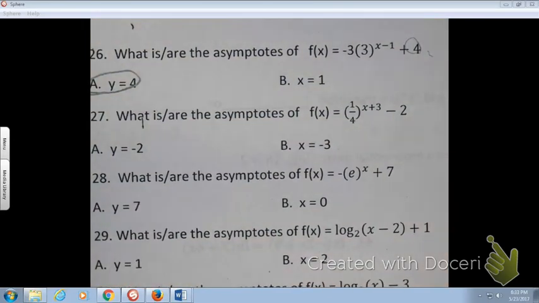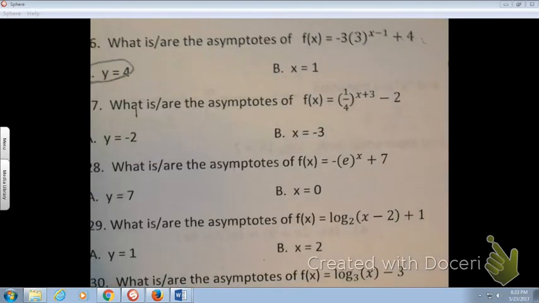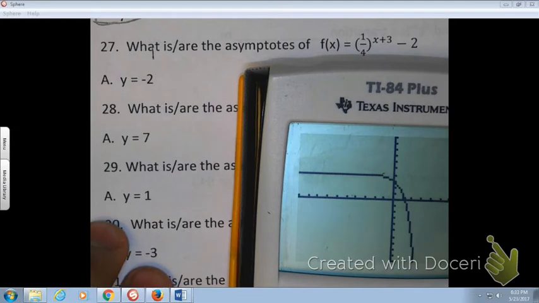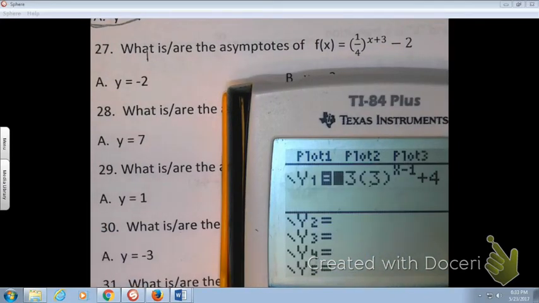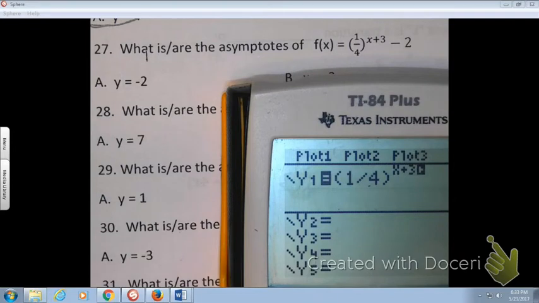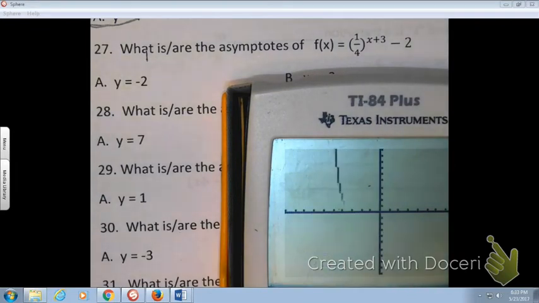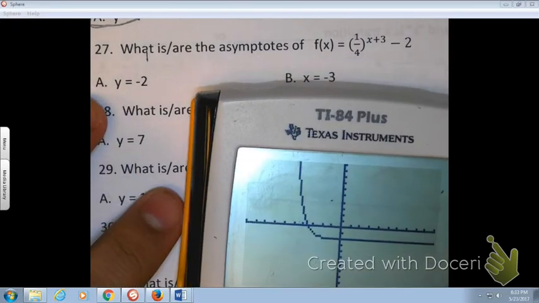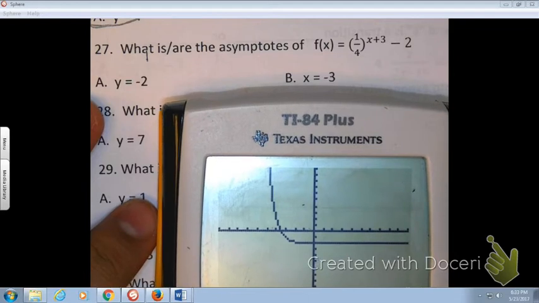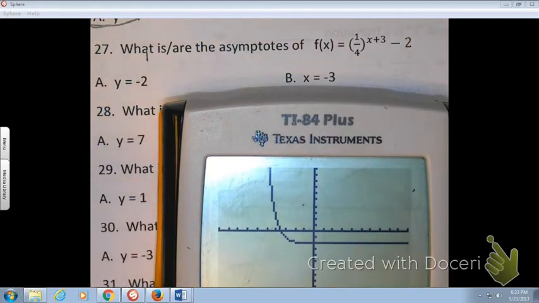We're going to do the exact same thing for the next one. We're going to have parentheses 1 divided by 4, and then we're going to raise it to the power of x plus 3, minus 2. Graph it. Now, which one looks like a line? Okay. So, in here, this is the one that looks like a line. Okay, that one kind of looks like a line. So I'm going to have an asymptote there.